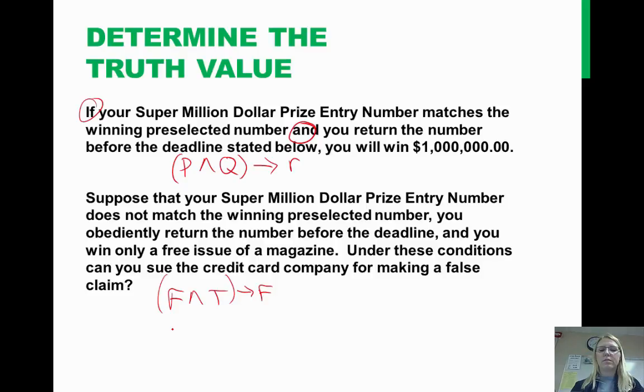So let's see if these conditions are such that we can sue the credit card company for making a false claim. So false and a true would be a false. And then if false, then false, that's going to be a true, because the only time an if-then statement is false is when it goes true, then false. So it's a true. So you cannot sue the credit card company under these conditions.